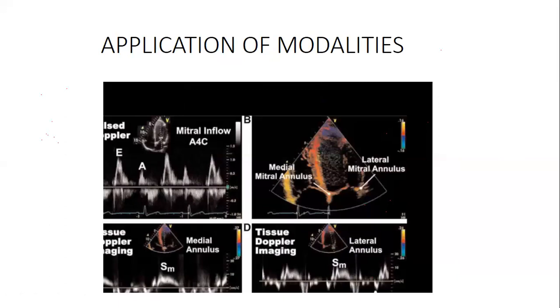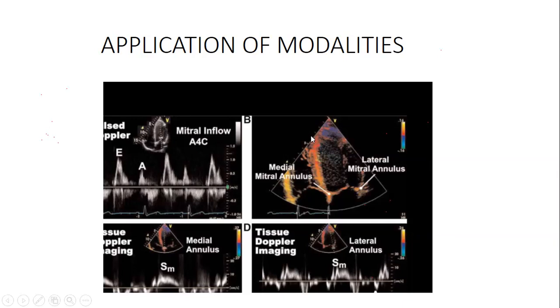I wanted to also show that modalities can be applied on different images. The modalities that we know are the pulsed wave, continuous wave, color Doppler, and which other one? Tissue Doppler imaging. Just to get you oriented on what these things are. For this one, this is the pulsed wave. They were picking at the mitral valve level.